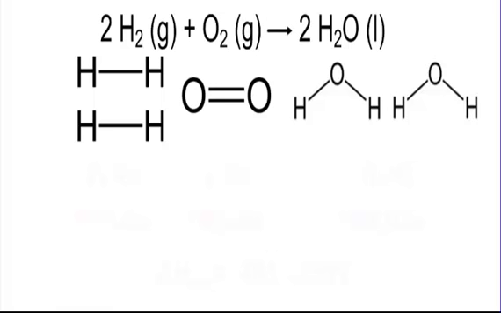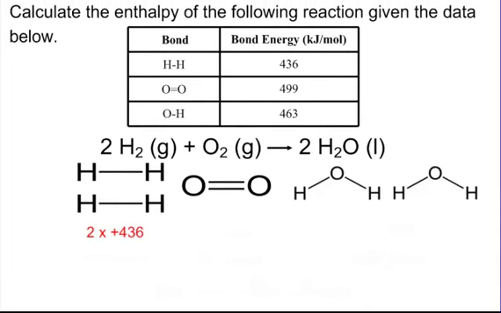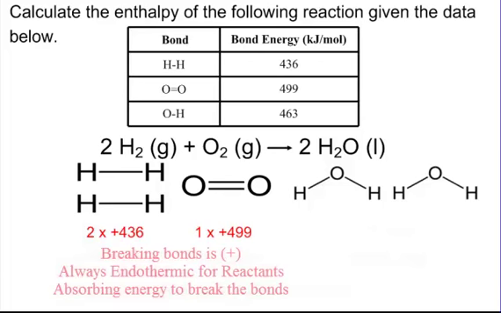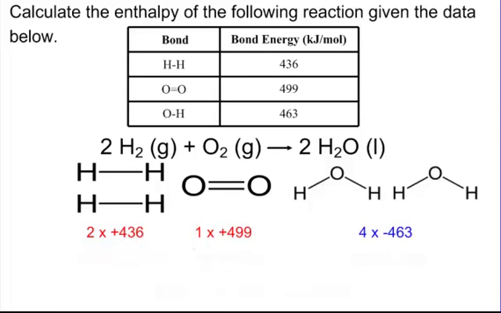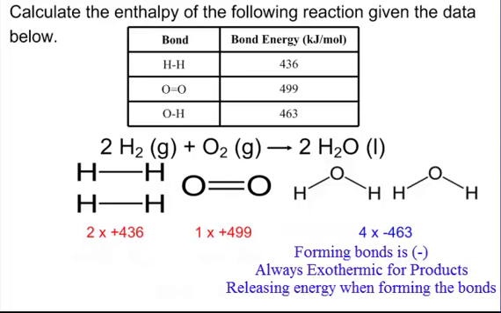So what are we going to do? Let's take a look. We are going to multiply 436 by 2. Why? Because we're going to break both of these hydrogen to hydrogen single bonds. How many oxygen to oxygen double bonds are we going to break? We're going to break 1. So again, that's positive energy. You're putting in that energy to break those bonds. And on your product side, we're going to multiply by 4 because we're actually going to form 4 OH bonds. And it'll be negative because it will release heat when we form those bonds.